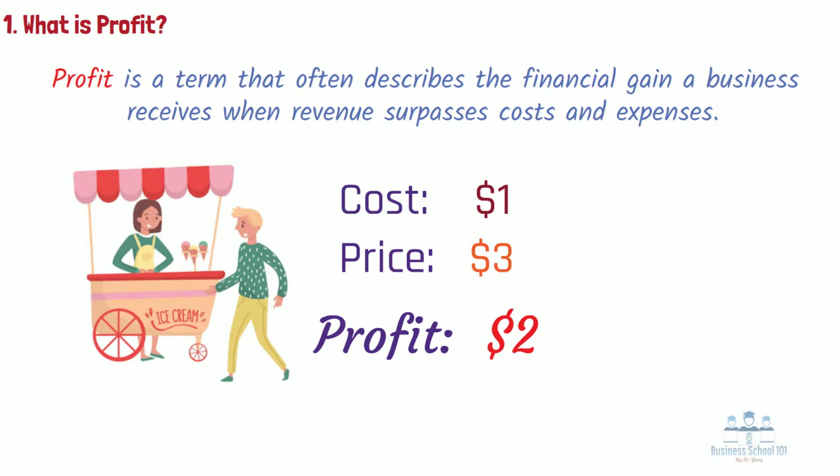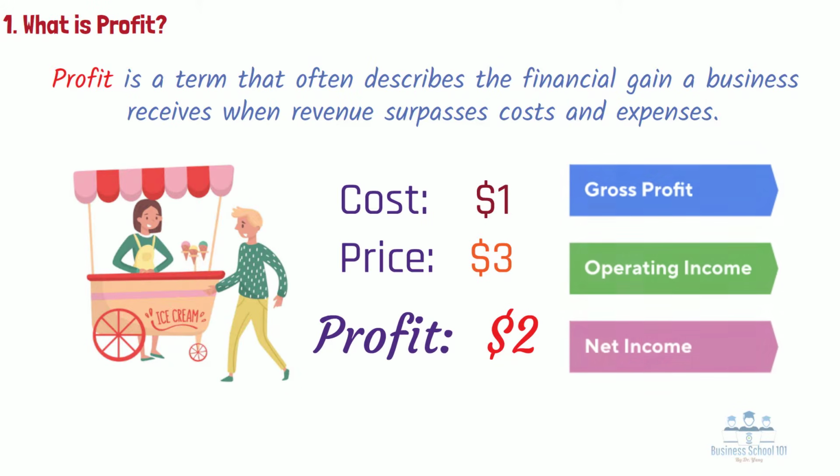In the real business world, profit can sometimes be a bit more complex as there are three types of profit: gross profit, operating profit, and net income. Let's discuss them individually.